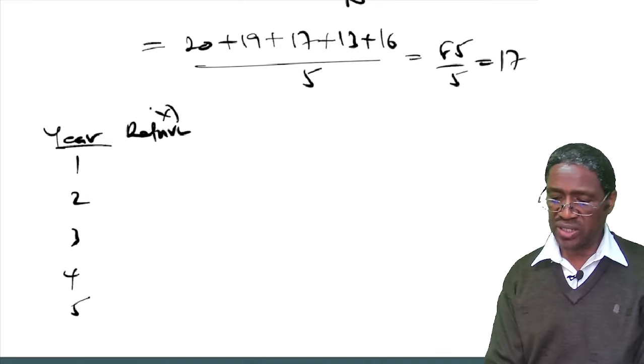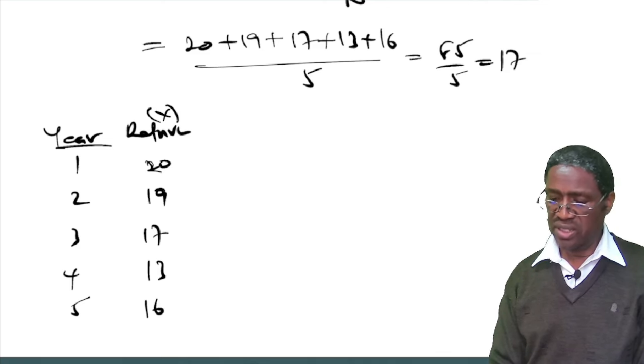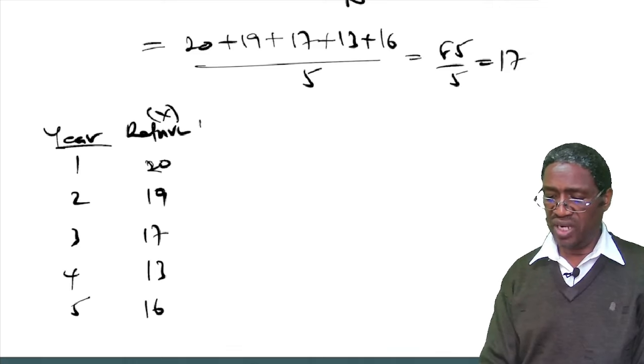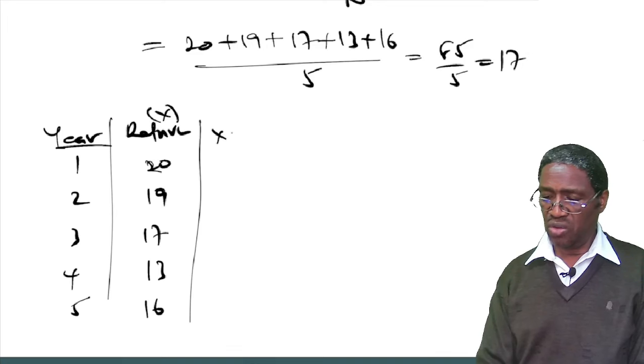Here, which was X, I copy them: 20, 19, then it is 17, 13, and 16. Then I have another column now. This is the column of X minus X bar.